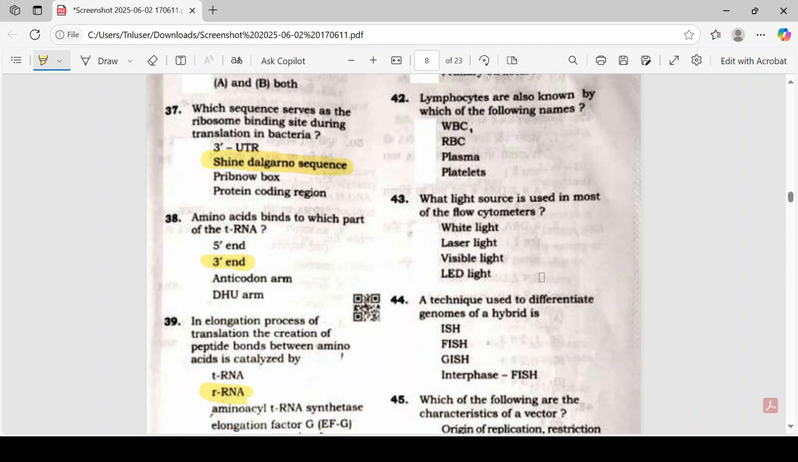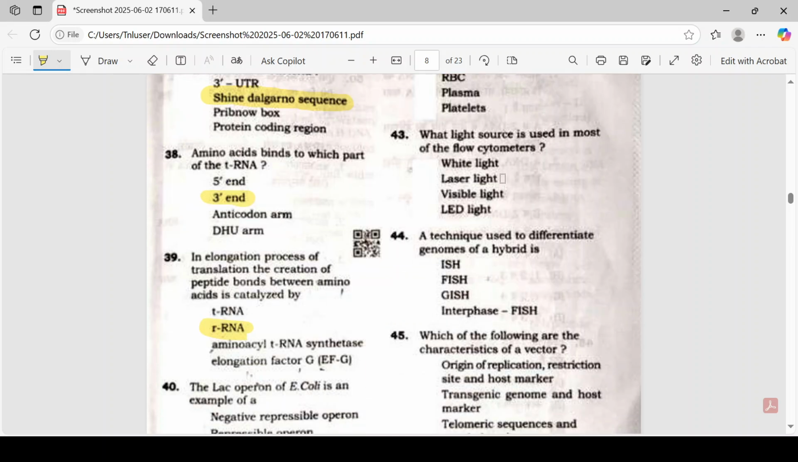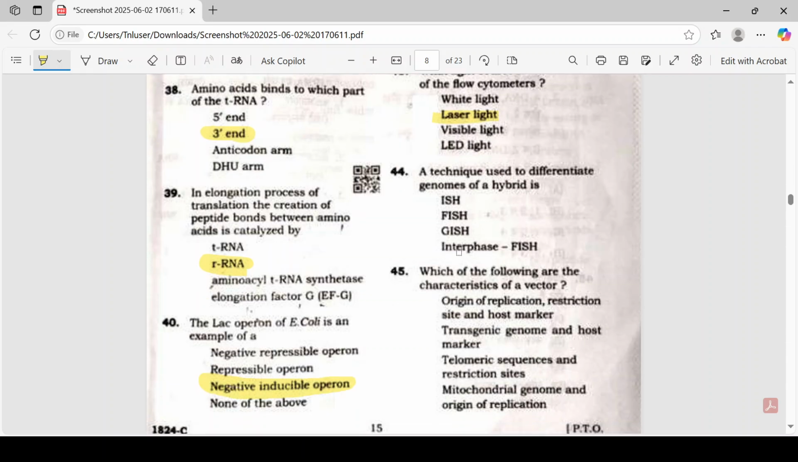Question number 42. Lymphocytes are also known by which of the following names? Super easy question, the easiest question of this paper, WBCs, right? What light source is used in most of the flow cytometers? So yeah, the correct answer over here will be laser light. Laser light is used the most. A technique used to differentiate genome of a hybrid dish, that is option number C.